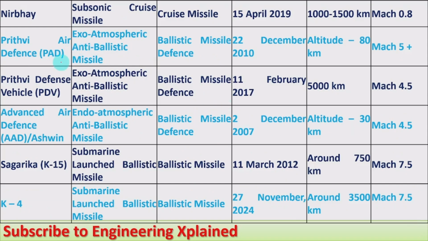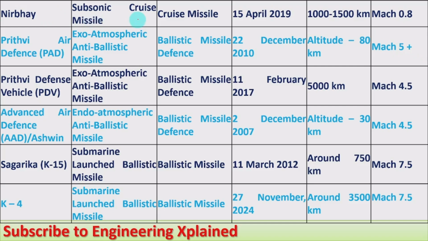Prithvi Air Defense called PAD, exo-atmospheric anti-ballistic missile. It is a ballistic missile defense launched on 22 December 2010. Altitude is about 80 kilometer and Mach 5 plus speed.